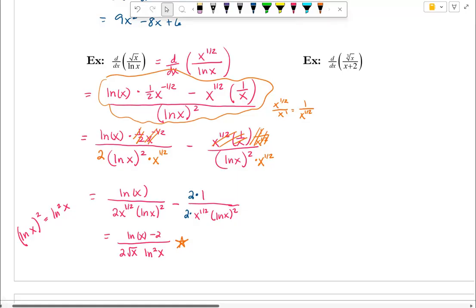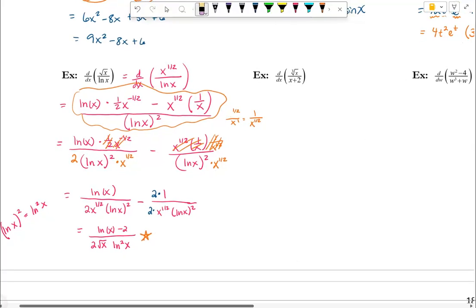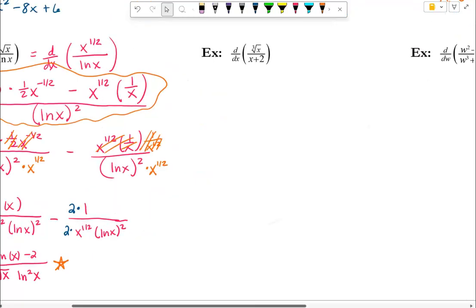All right, let's look at one more, or also if at any point you want to pause the video and try these next two examples, you may. Just erasing this to get a clear space here.